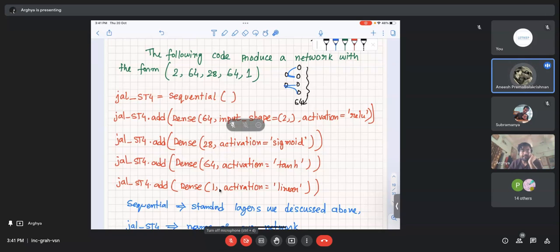And when you define this input shape equals 2 comma, what else could you have put there? I could have put 2 comma 1 or anything. Normally it's like this, for a 1D problem I'm not doing anything.